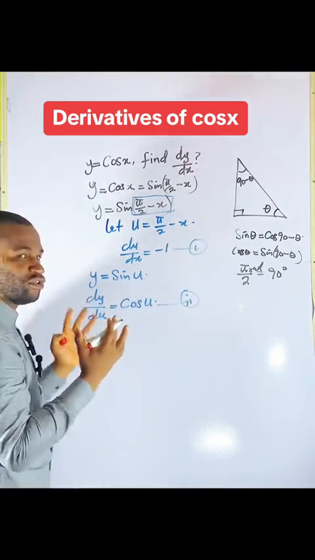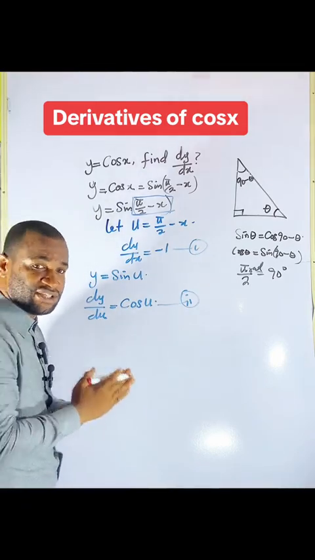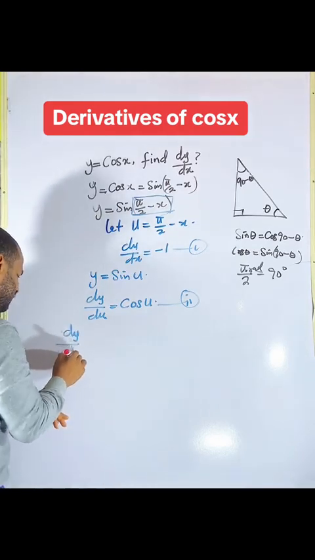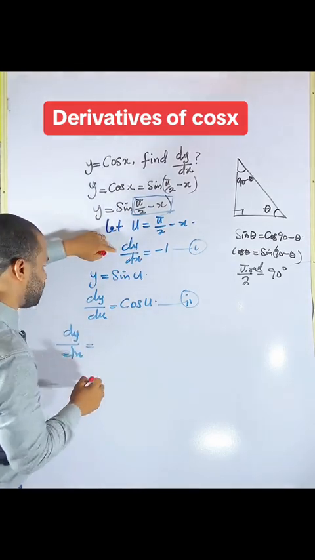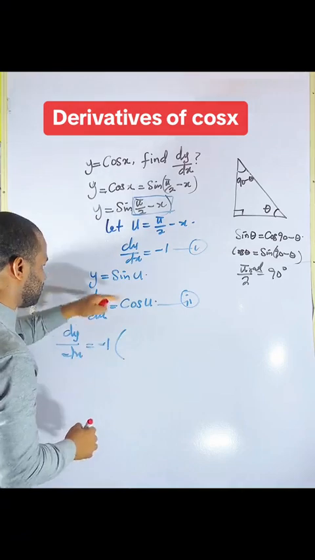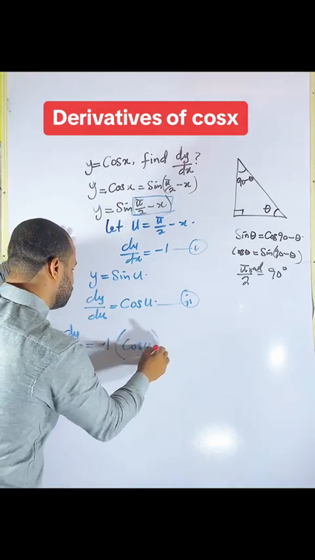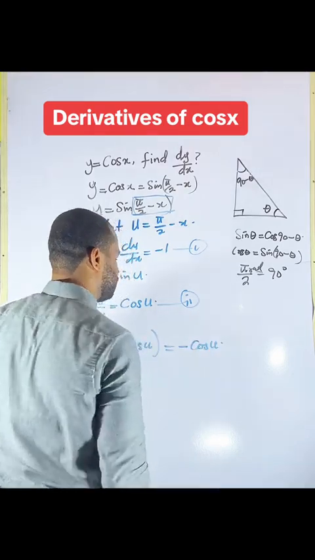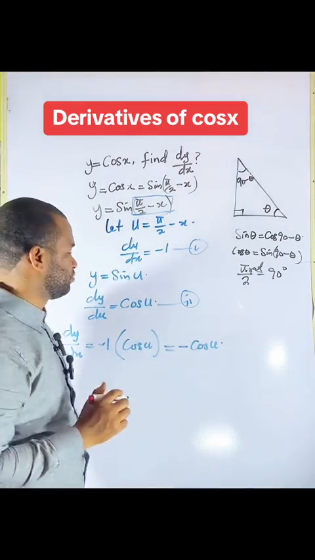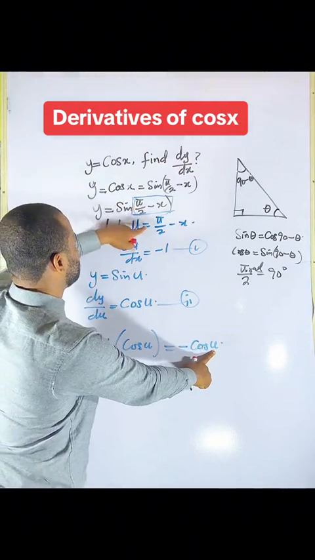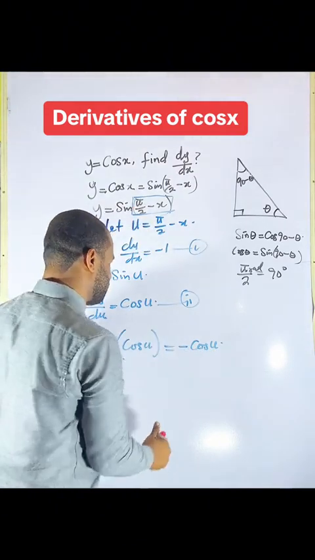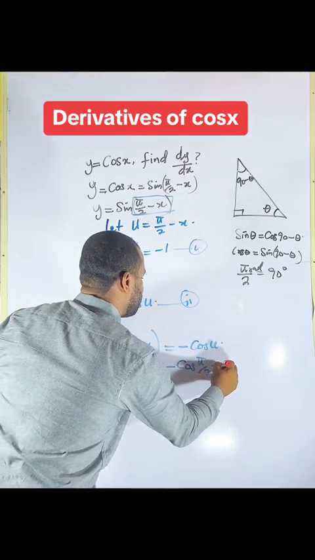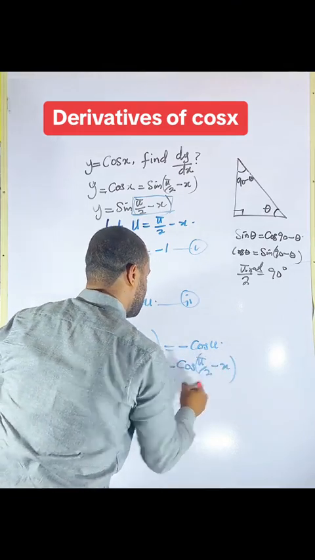So what should I do? I multiply all of them to have my dy/dx. Remember, that's what I'm looking for. So we have dy/dx is equal to the first one, which is minus 1, times the second one, which is cos u. And this is going to be minus cos u. However, what is my u? My u is pi over 2 minus x. So this is going to be minus cos of pi over 2 minus x.